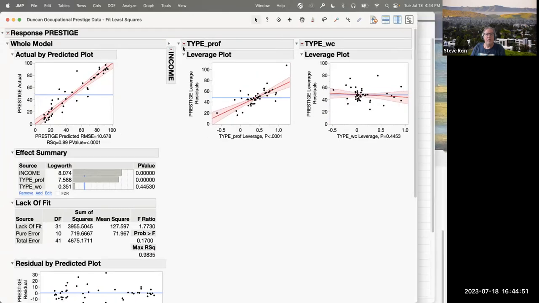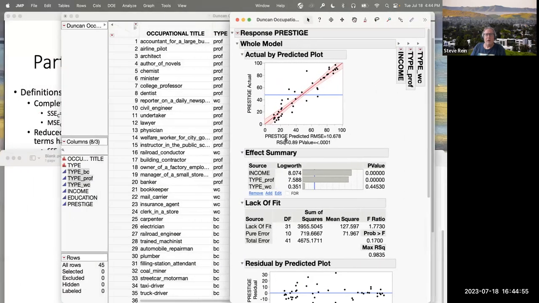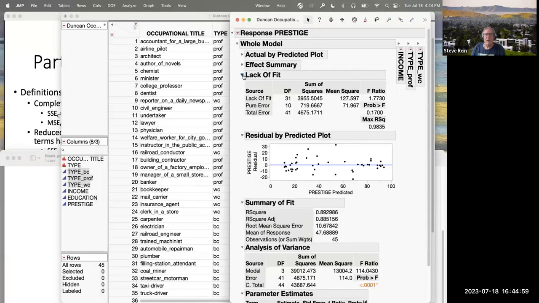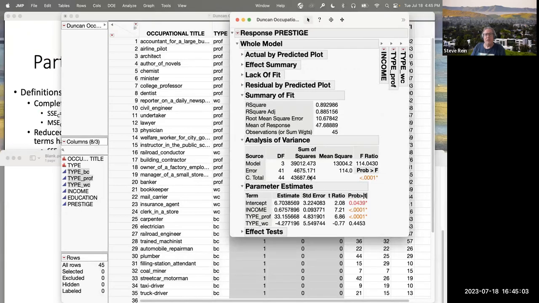The model with the blue collar reference, the model with the professional, and then the white collar dummy variables. Okay. And you can see that, well, the professional seems to be noticeably different from the blue collar group. We have our sums of squares error and mean square error for the complete model.